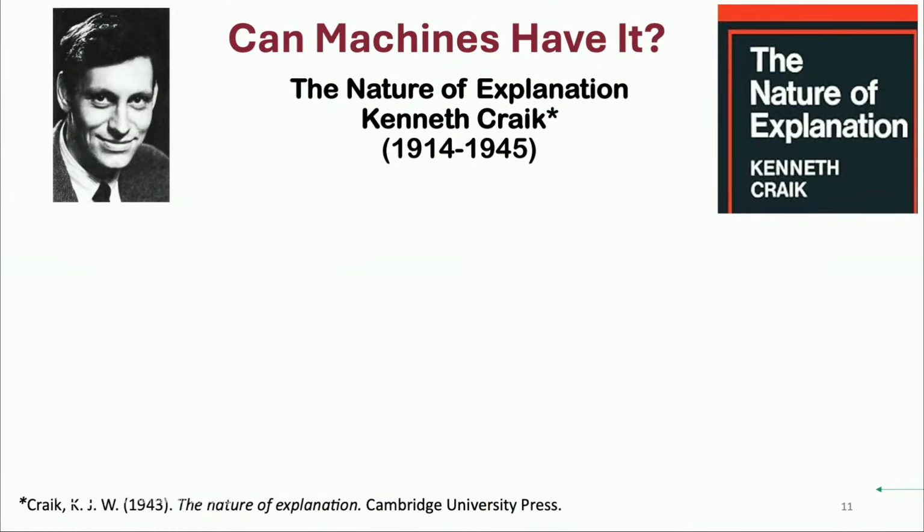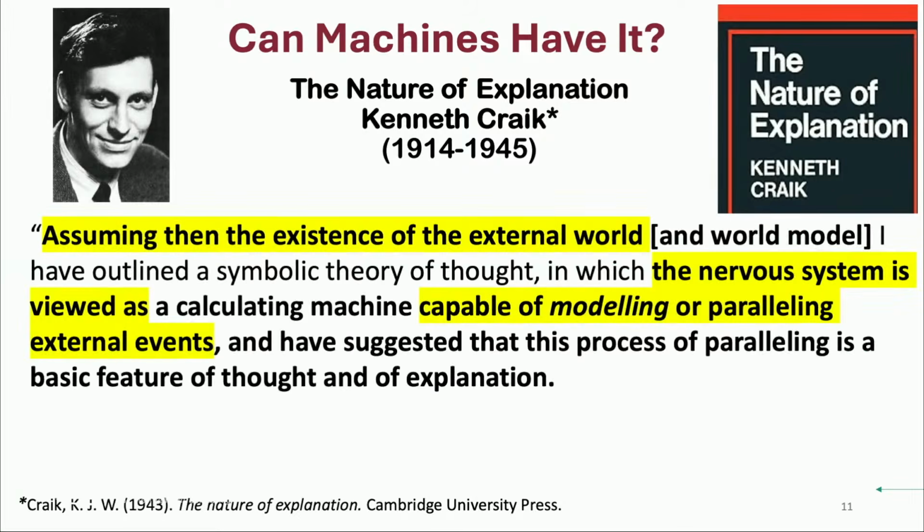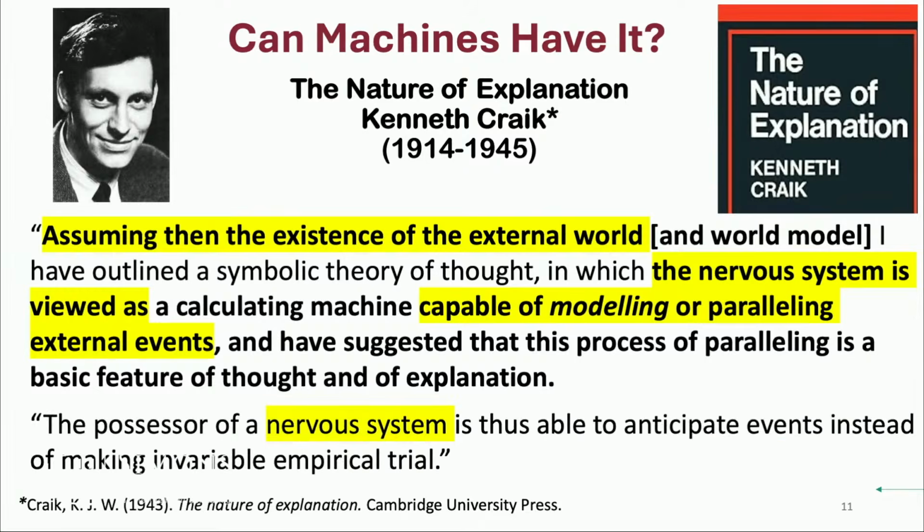Okay, can machines have it? Now I'm going to go back to Craik again and read what he has to say. He says, assuming then the existence of the external world, and I put in world model, I have outlined the symbolic theory of thought in which the nervous system is viewed as a calculating machine, the same year, 1943, as the McCulloch-Pitts paper, and have suggested that the process of paralleling external events is a basic feature of thought and of explanation.